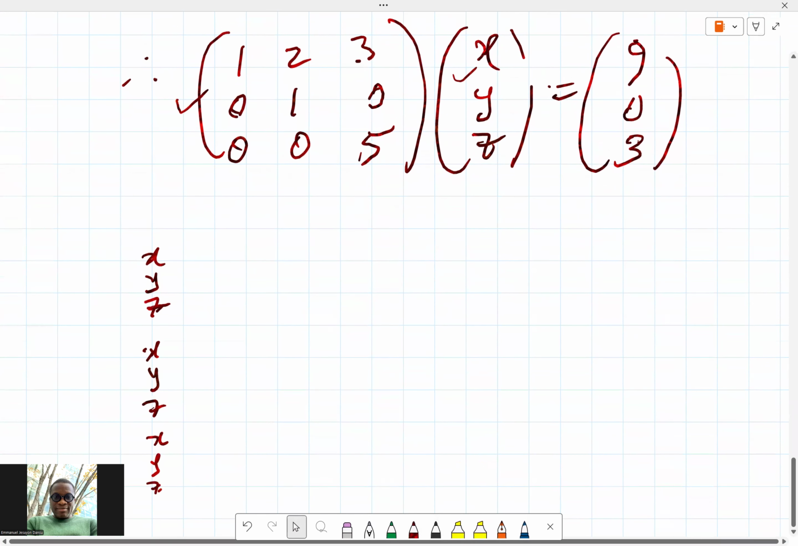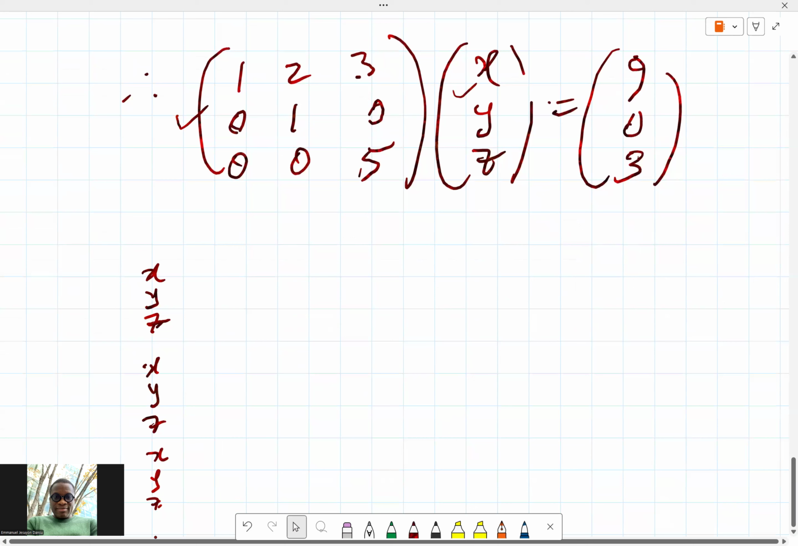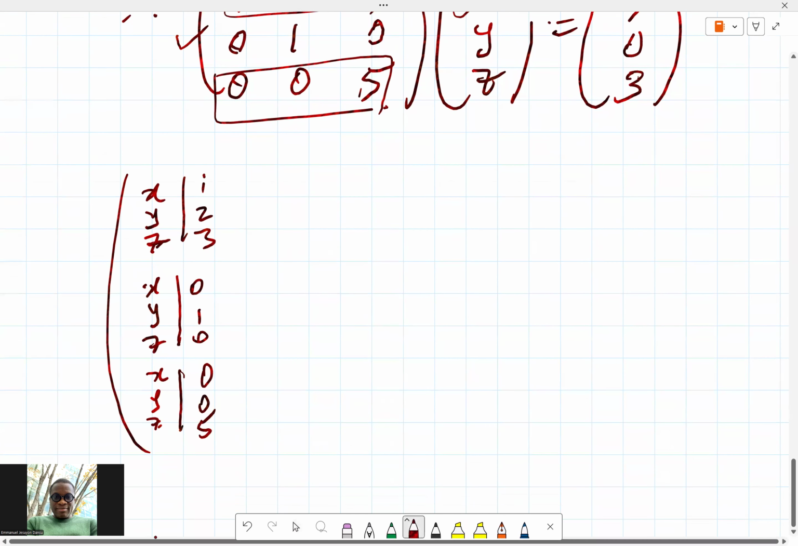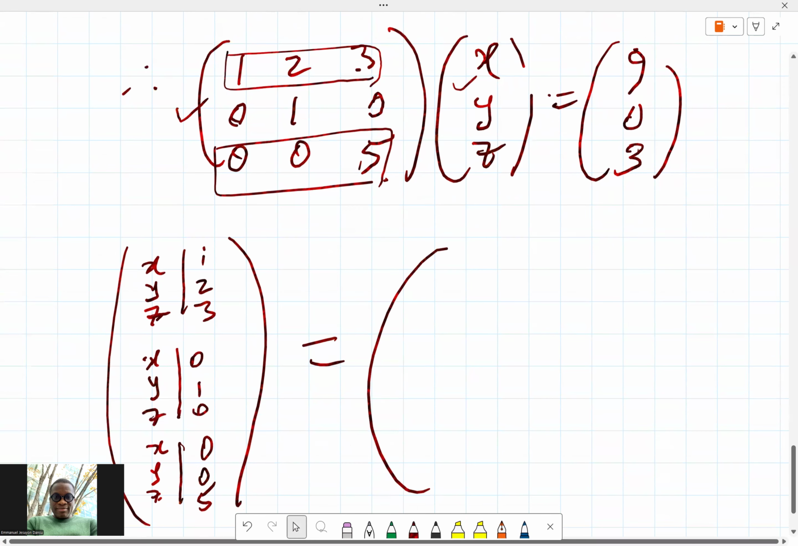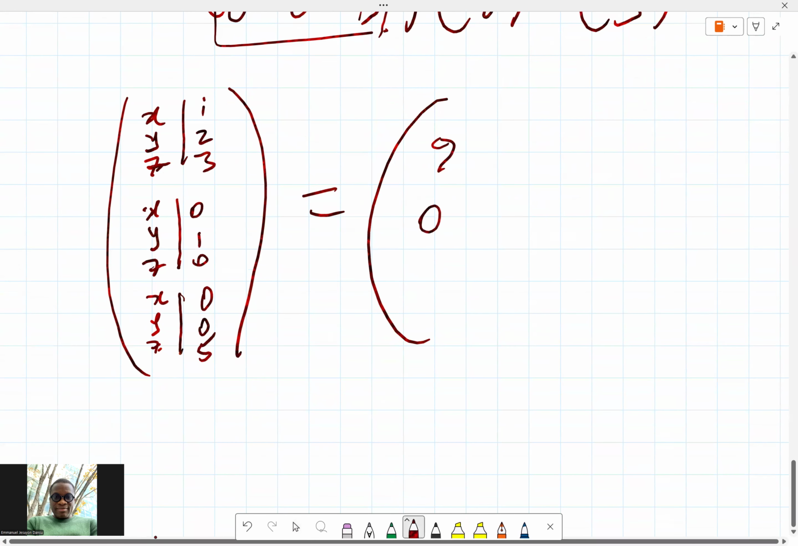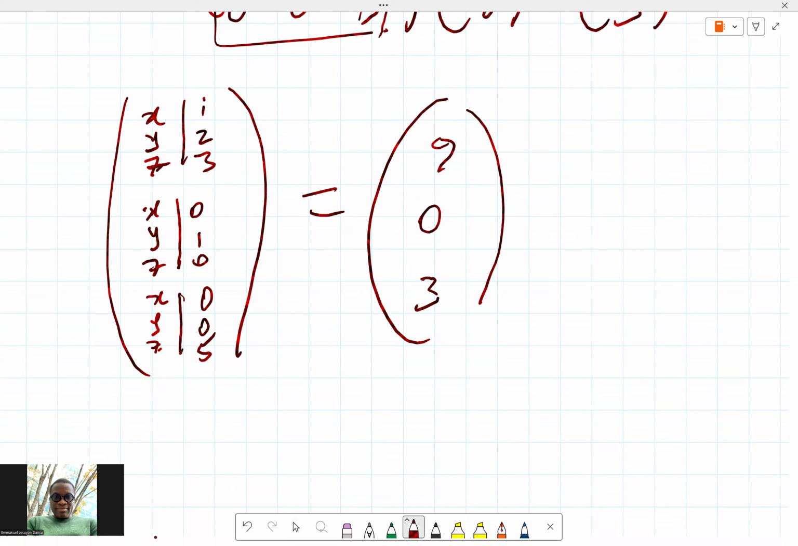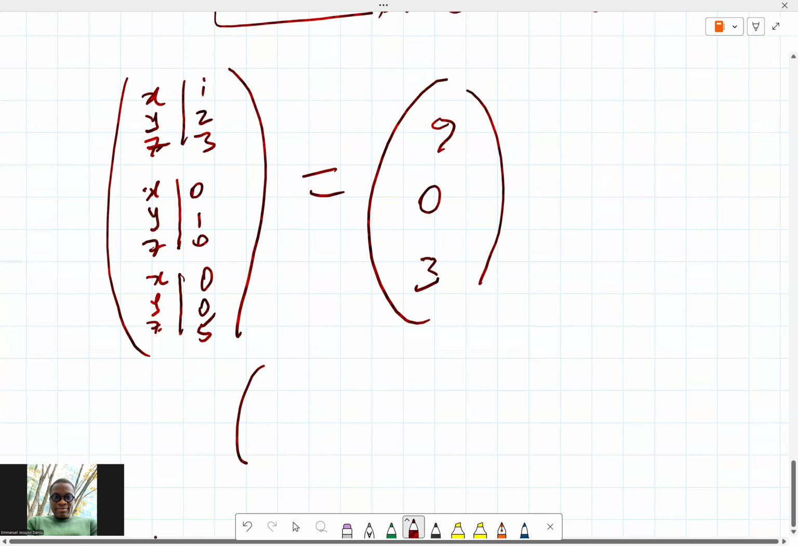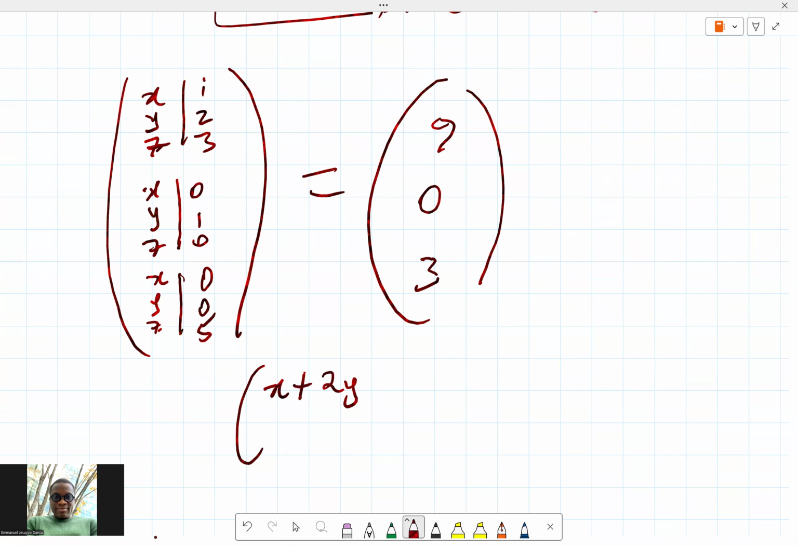So with each of these x, y, z, you lay 1, 2, 3 over it. Then the next will be 0, 1, 0, and then for the last one, 0, 0, 5. All of this will be equal to the 9, 0, 3 you have at that side. So with this now, we have what we need. We can say this is the same as x plus 2y plus 3z.